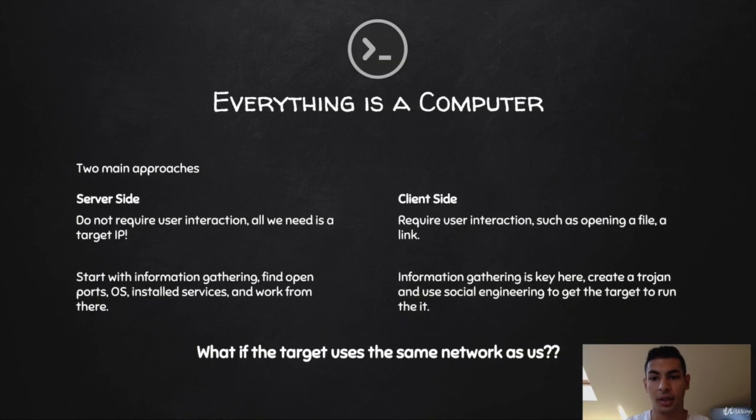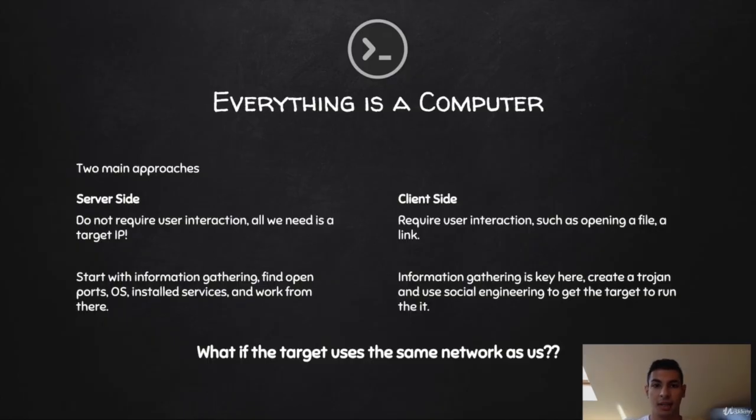So we're going to be talking about attacking these devices from two main sides. The first approach that we're going to use is the server side. In this side, it doesn't require any user interaction. We're going to have a computer and we're going to see how we can gain access to that computer without the need for the user who uses that computer to do anything. This mostly applies to web servers and applications and devices that don't get used much by people. So people basically configure them and then they run automatically.